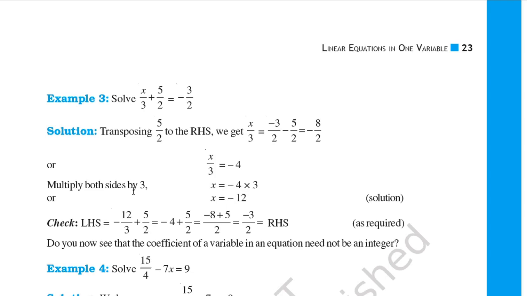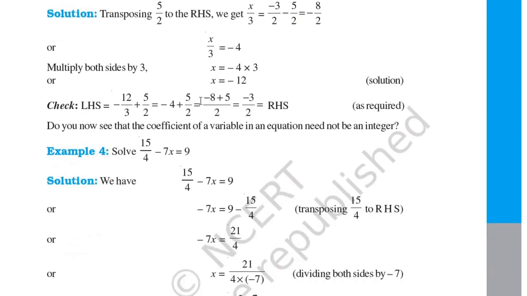So for checking this, we will put the minus 12 in the LHS and RHS. In the LHS where x is given, we are putting the value of minus 12 here. So minus 12 by 3 plus 5 by 2 is equal to minus 4 plus 5 by 2, which will give minus 8 plus 5 by 2, which will become minus 3 by 2. So LHS is equal to RHS. So we get the required solution.